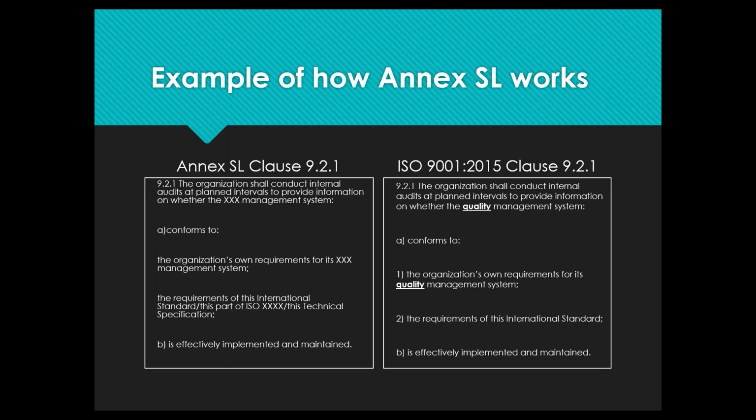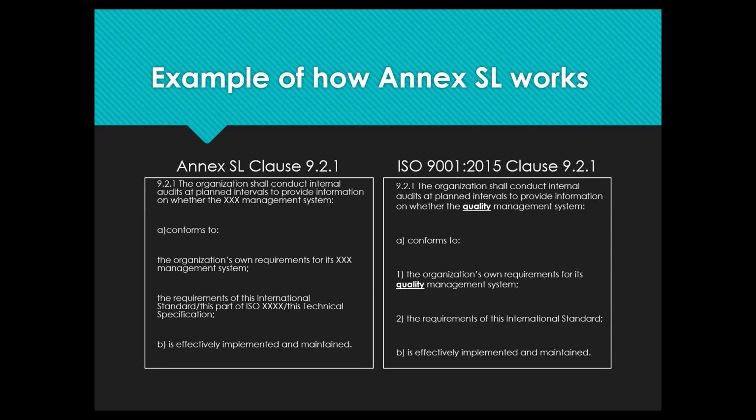Now, here's an example of how Annex SL works. On the left, I have the Annex SL text that appears in section 9.2.1, which has to do with internal auditing. On the right, I've got ISO 9001:2015, clause 9.2.1. As you can see, there are parts of Annex SL where there are X's, and the intent is that the writers of the standard are going to fill in the appropriate term, in this case, quality.